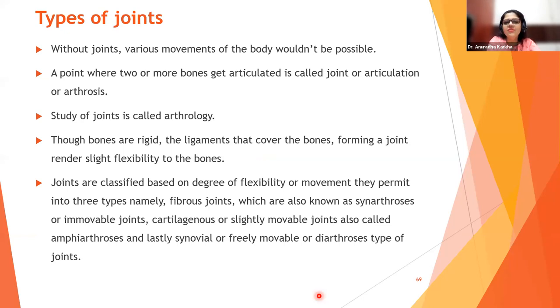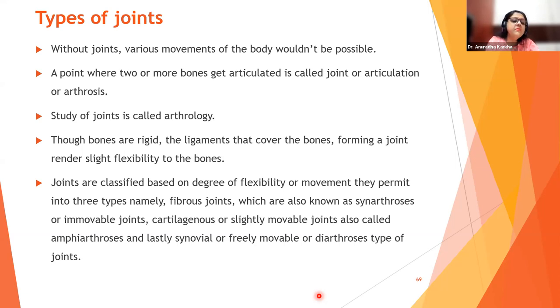Remember this, beta. Study of joints is going to be called arthrology. The bones are rigid. The ligaments that cover the bone, forming the joint, render slight flexibility to the bones. Of course, they actually give a little bit of flexibility. Okay, ligaments. Joints are classified based on the degree of flexibility or movement they permit into three types, namely fibrous joints, which are known as synarthrosis, or they are called immovable joints. So there are three types of joints present in every human body, wherein one group will never show any movement. That type of joints are called immovable joints, or synarthrosis.